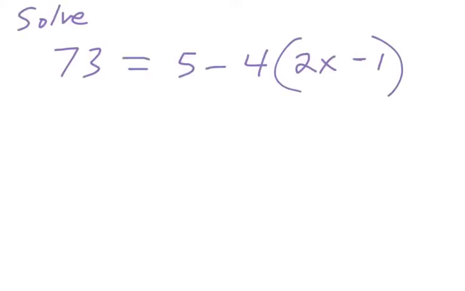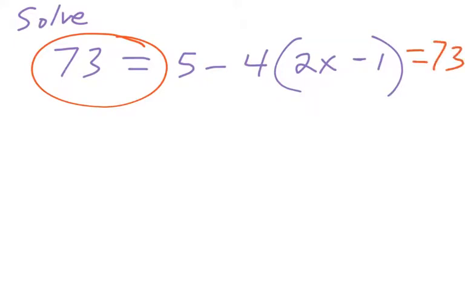All right, so let's look at another example. So we have 73 equals 5 minus 4 times the quantity 2x minus 1. Well, first let me say I'm going to leave the equation the way it is. But if this confuses you the way it's set up, you could take this equal 73 part and put it over here, because an equation is a mathematical statement indicating the left-hand side and the right-hand side are equivalent. So you could always basically switch the sides.